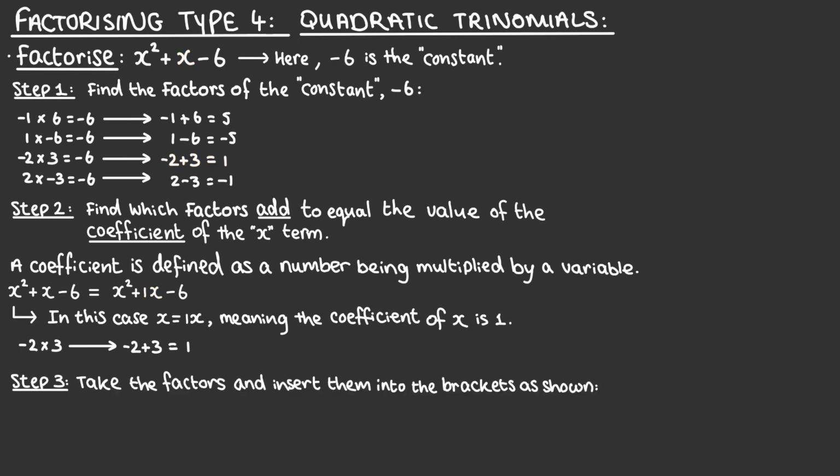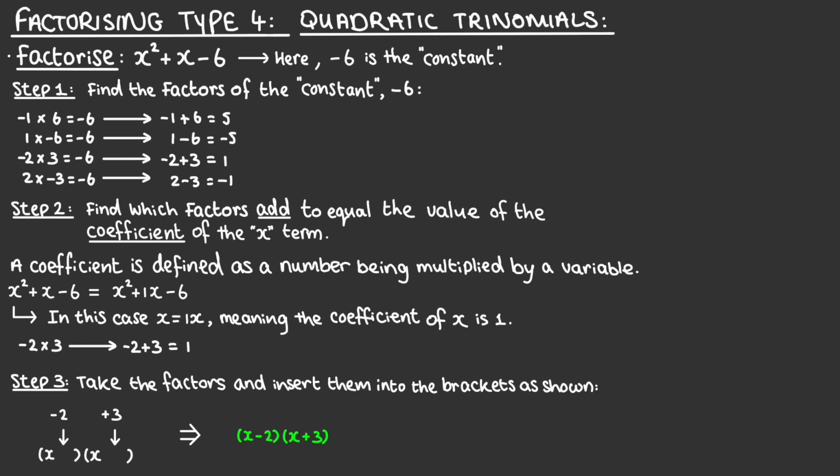So for step 3, we then take these factors and we insert them into the brackets as shown. We end up with (x minus 2) multiplied by (x plus 3). So this is our answer. This is the factorised quadratic trinomial. So we've essentially turned a trinomial expression into two binomial expressions, where bi refers to 2 and nomial refers to terms.